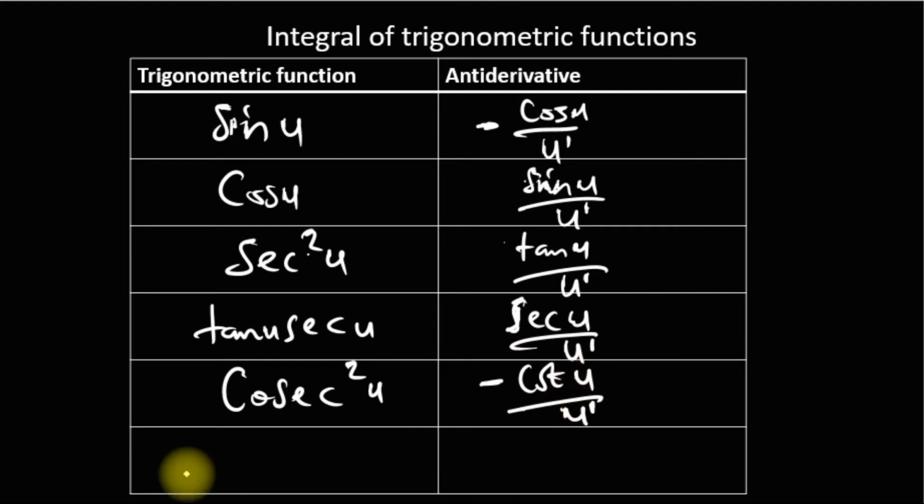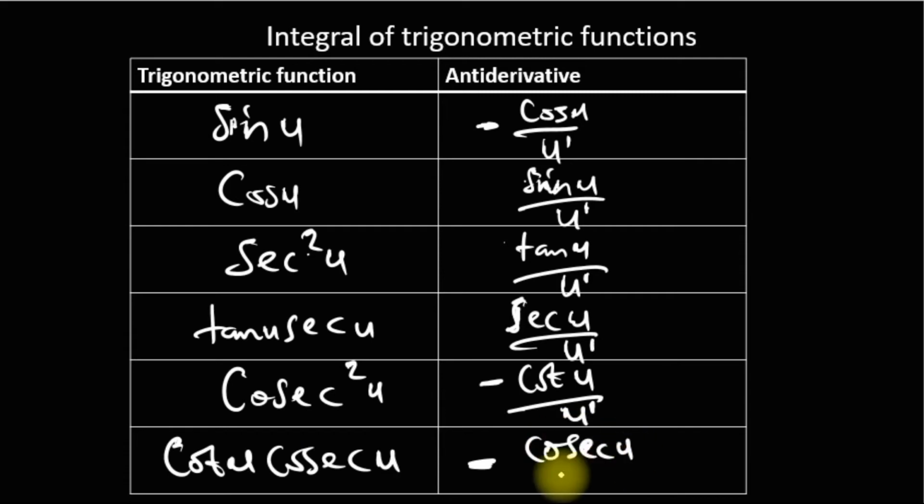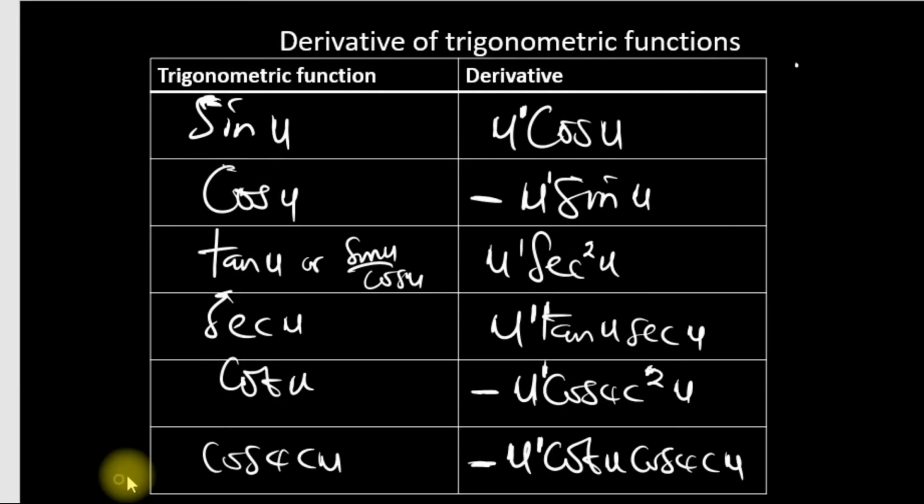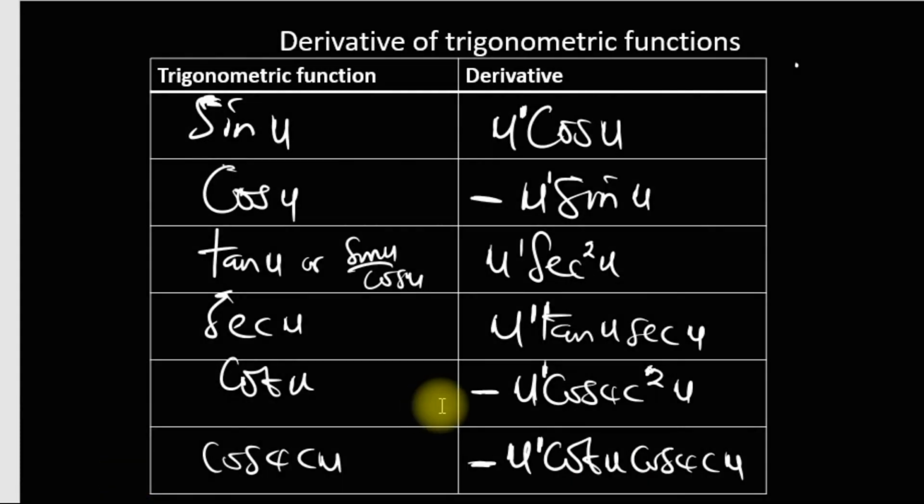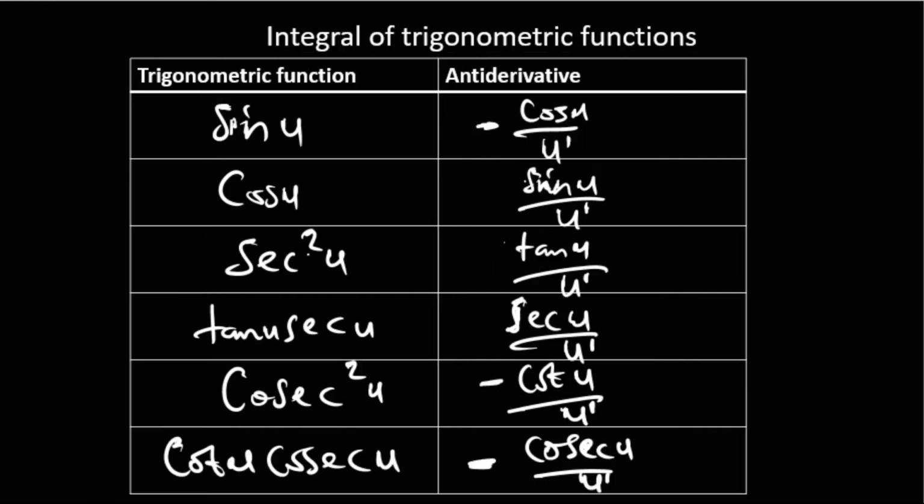So finally, if you integrate cosec u cot u, you now have minus cosec u over u prime. Just the opposite. Going back to differentiation, see it. So that's it. So this is the table. Let's now solve some examples to illustrate this.